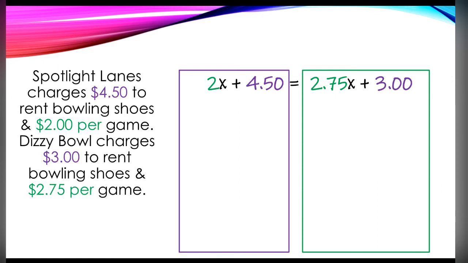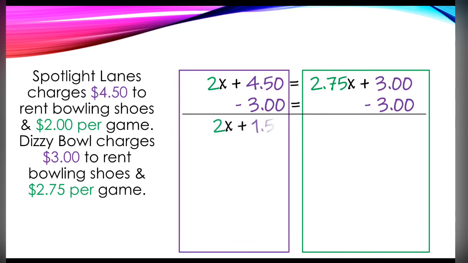It's up to you which side you would like to bring your coefficient and your constant. I try to avoid negatives. That's my personal preference. So, first thing we're going to do is get rid of the purple that's located within the green, so it's plus $3. We're going to go ahead and subtract $3 from both sides. That's going to give us 2x plus the new math of $1.50, and the 2.75x is left on the right.